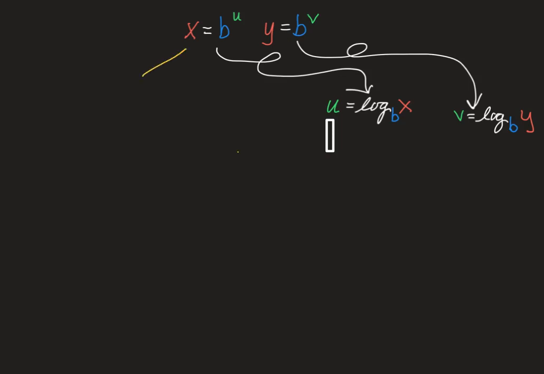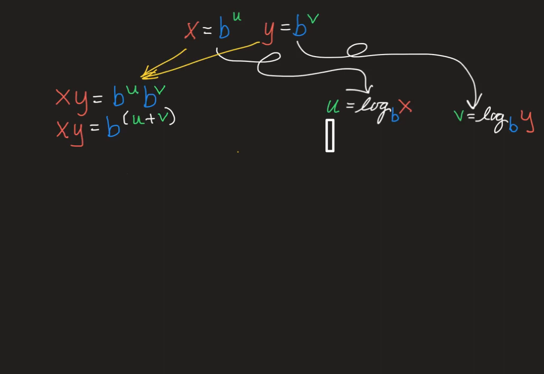Now let's explore something else with these. Let's look at what x times y would be. x is equal to b to the u, so let's substitute that. And y is equal to b to the v, so let's substitute b to the v for y. So now we have b to the u times b to the v. According to the laws of exponents, that is equal to b raised to the quantity u plus v.